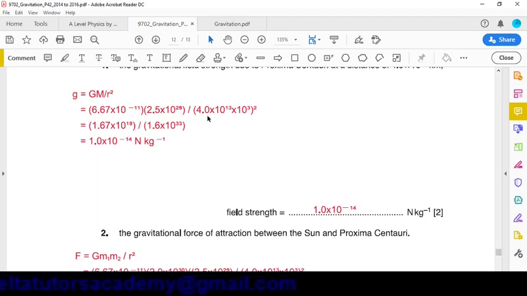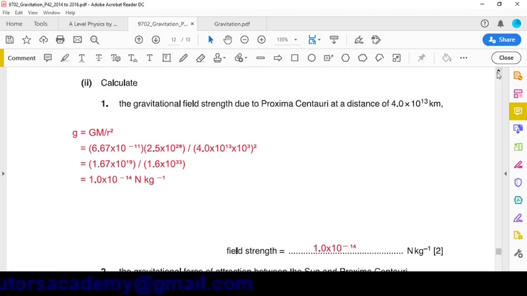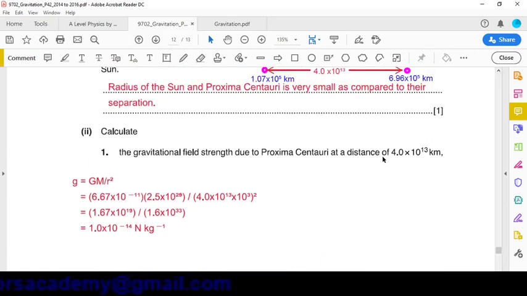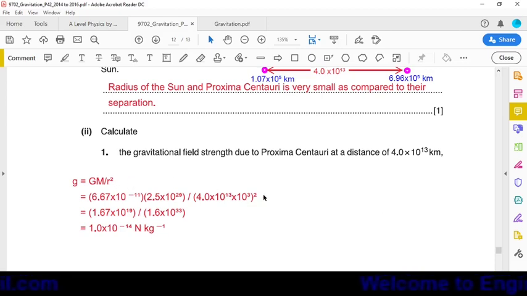Now divide by r square. What is r? R is the separation between them, or we have to calculate the gravitational field strength at a distance of 4 into 10 power 13 kilometer. So r equals 4 into 10 power 13 kilometer. It is in kilometer, so we have to convert it into meter by multiplying by 10 power 3. And in the formula it is squared. By solving this, we get the answer 1 into 10 power minus 14 Newton per kilogram.